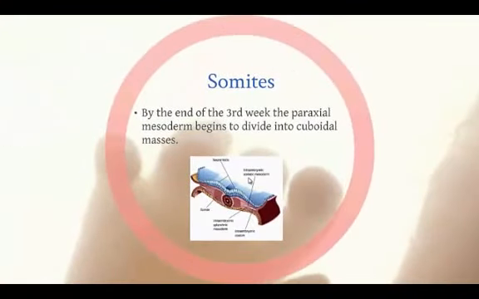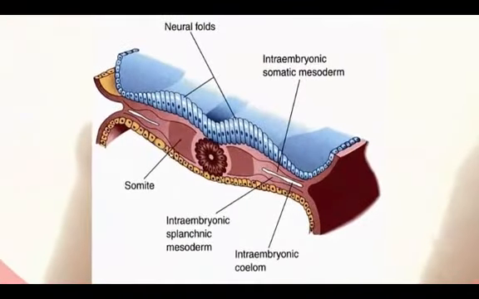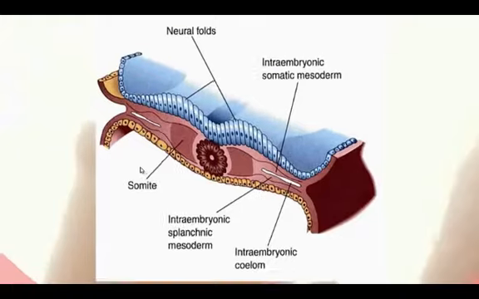By the end of the 3rd week, the paraxial mesoderm begins to divide into cuboidal masses that are called the somites. The first pair of somites appears by the end of the 3rd week in the future occipital region. Hence, it develops craniocaudally, meaning from head to toe. Now, prominent somites during the 4th and 5th weeks are considered one of the criteria for determining an embryo's age.